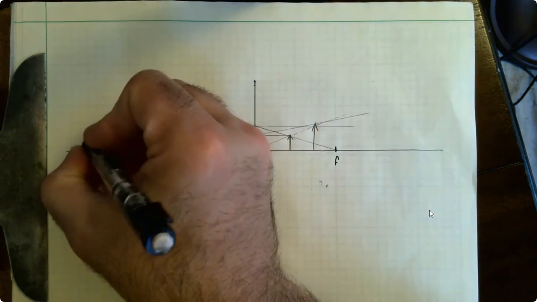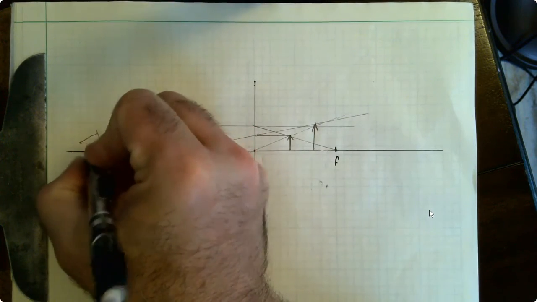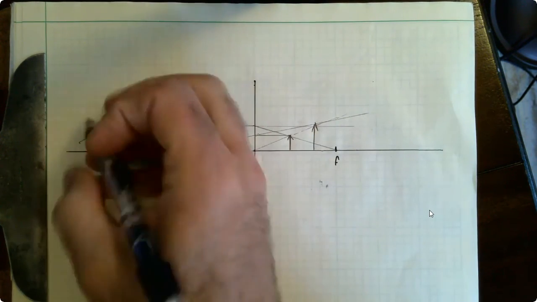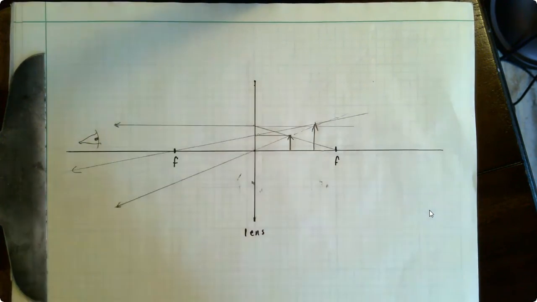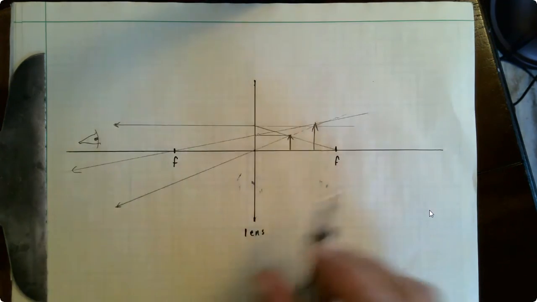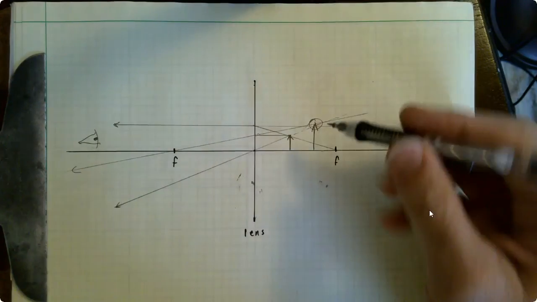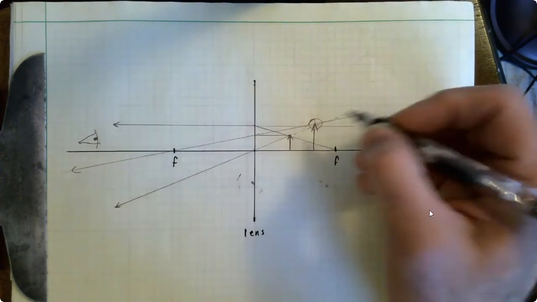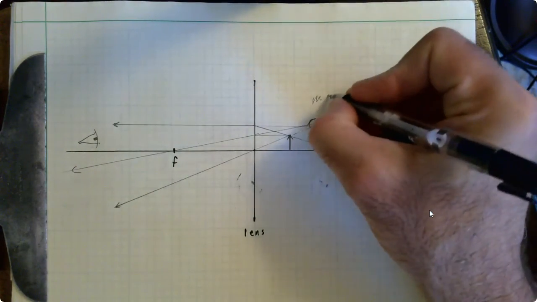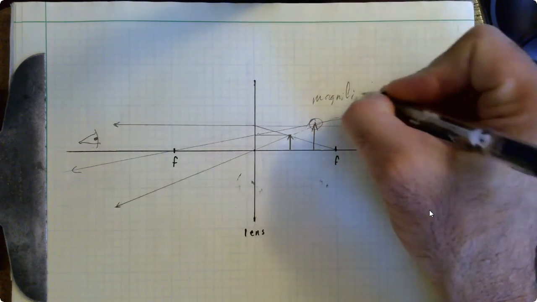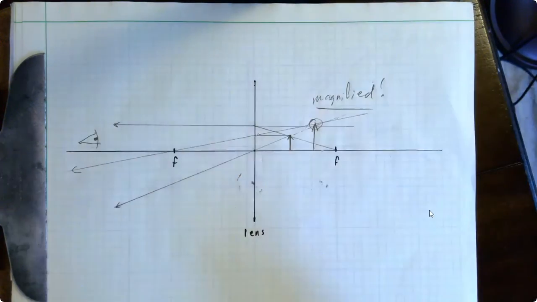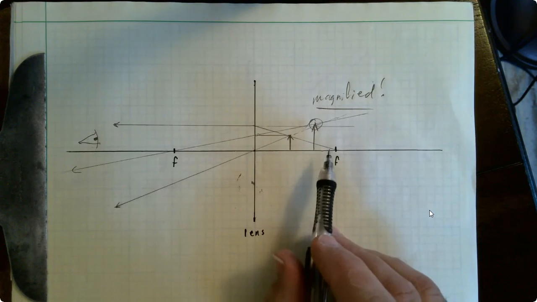So an observer out here, we can put our eyeball out here, who's watching, our observer, all of the light rays seem to be coming from this point right here. So the image is upright and is magnified. And this is how a magnifying glass works.